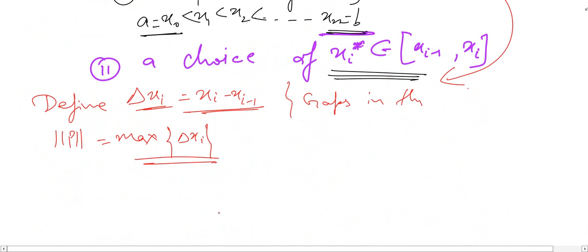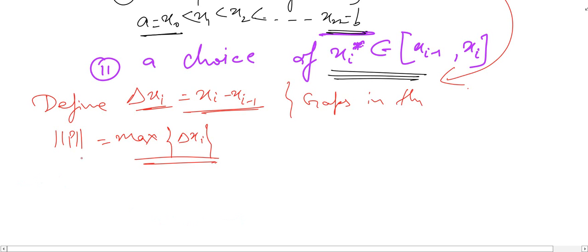Generally, just to ease our task, we choose them in uniform gaps. So the maximum of delta xi would be the same, right? You take any point. If the gap is half, then the maximum of delta xi would be half. If it is 1 unit, then it would be 1.